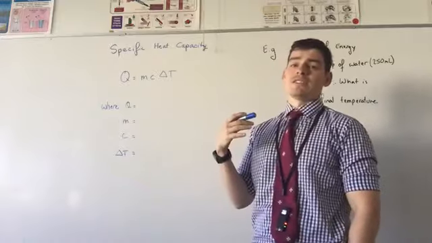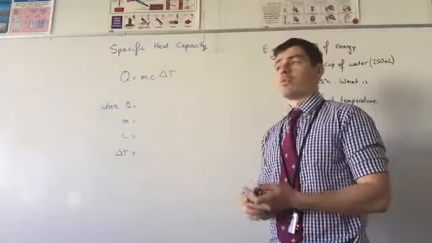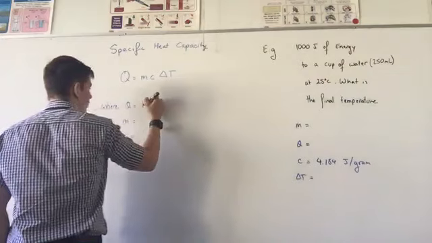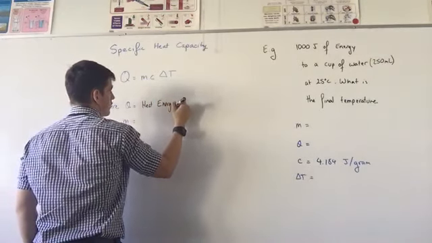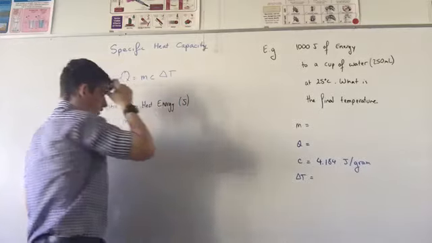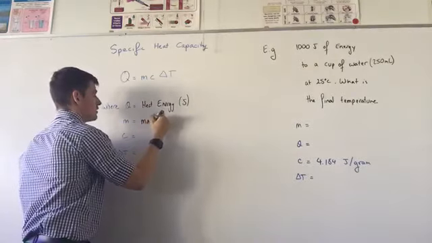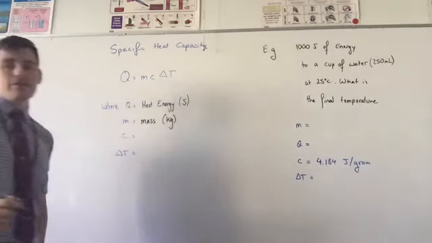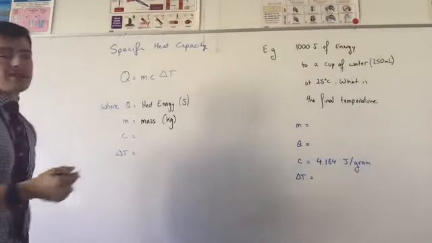So I'll show you what these letters stand for, and then we'll go through a simple example of what specific heat capacity can be used to help us find. Q stands for heat energy. Heat energy is measured in joules, so the standard unit is joules. M stands for mass, as you may have guessed. That makes sense: obviously, the more mass we have, the more energy is required to raise the temperature.